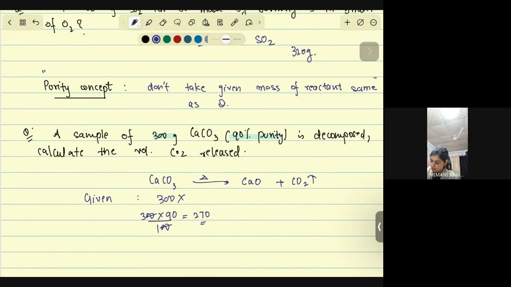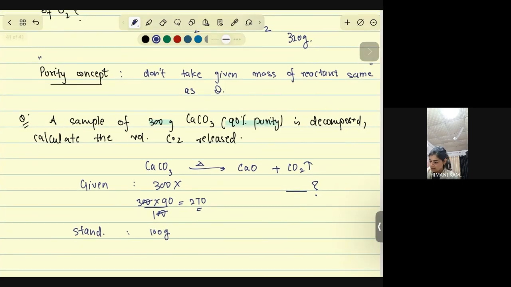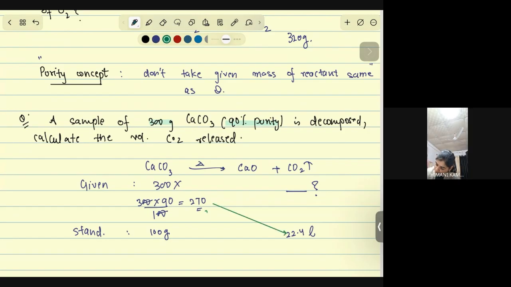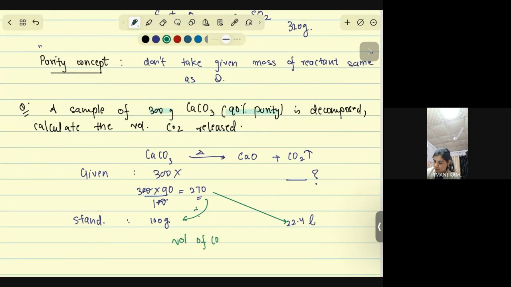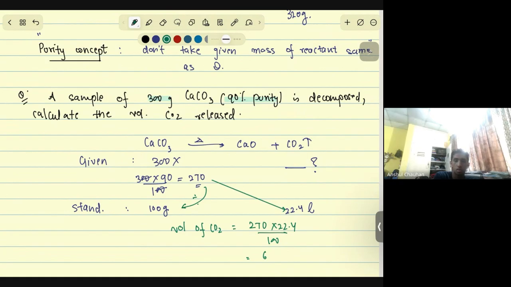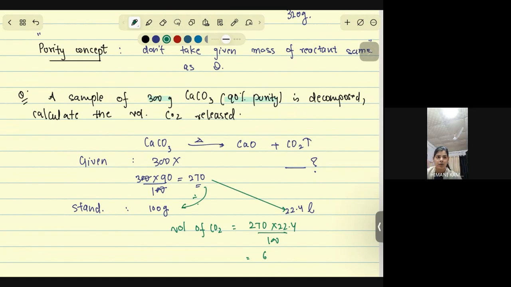So what is asked? Calculate the volume of CO2. So now we will write standard. In standard, the molecular mass of CaCO3 will be 100 grams, and CO2 will be 22.4 liters. Now we will cross multiply given with the standard and then divide. We simply get the volume of CO2, which is 270 into 22.4 divided by 100, which will be around 60.4.